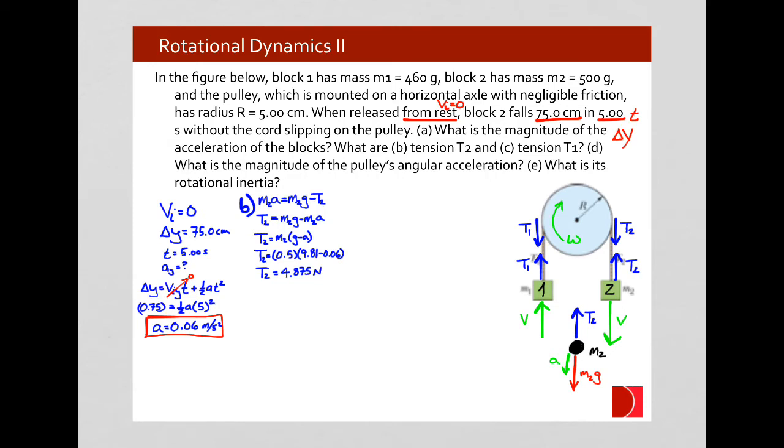And T2 is 4.875 newtons. We'll rewrite that using our significant figures. We can do the same thing for T1.